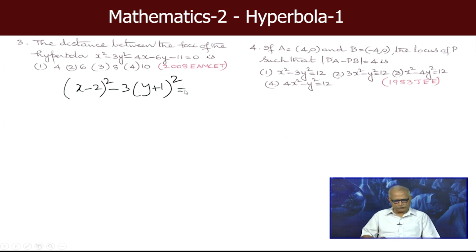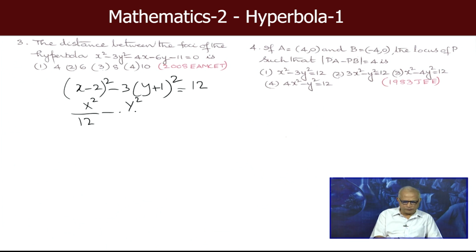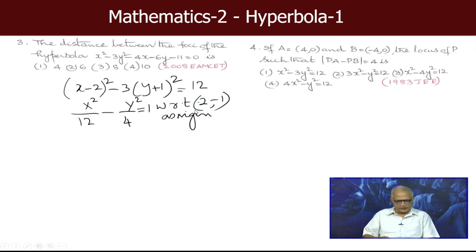is equal to 4 minus 3 plus 12, or x square by 12 minus y square by 4 equal to 1 with reference to (2, -1) as origin. Because they are asking the distance between the foci, there is no need to write this also. Then you need to translate also. So, what are the foci?